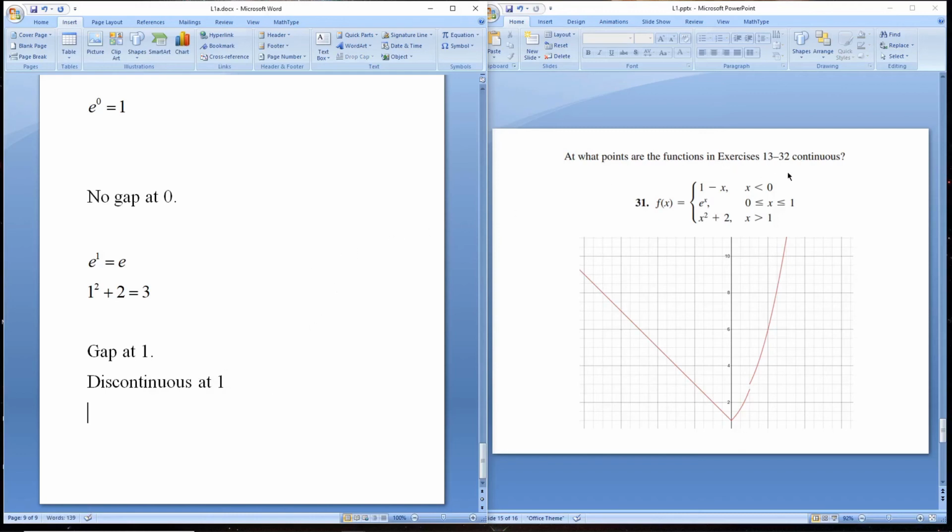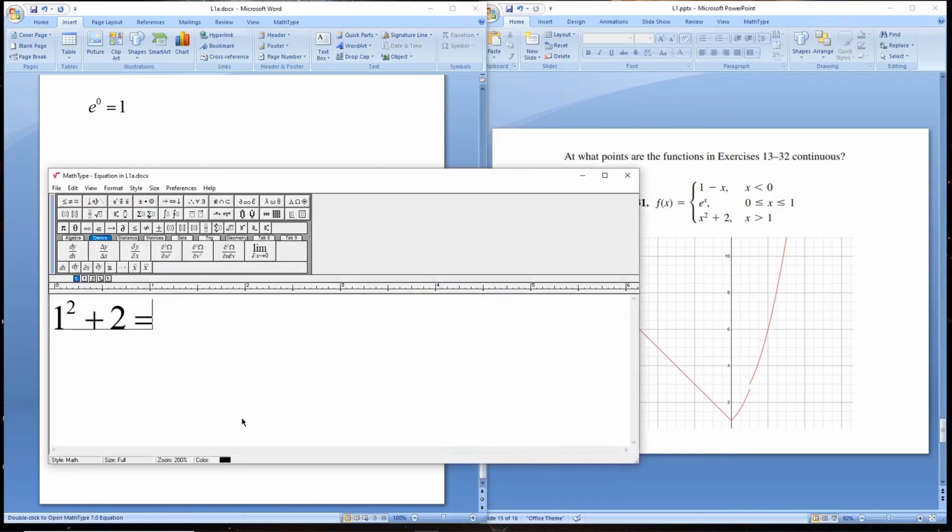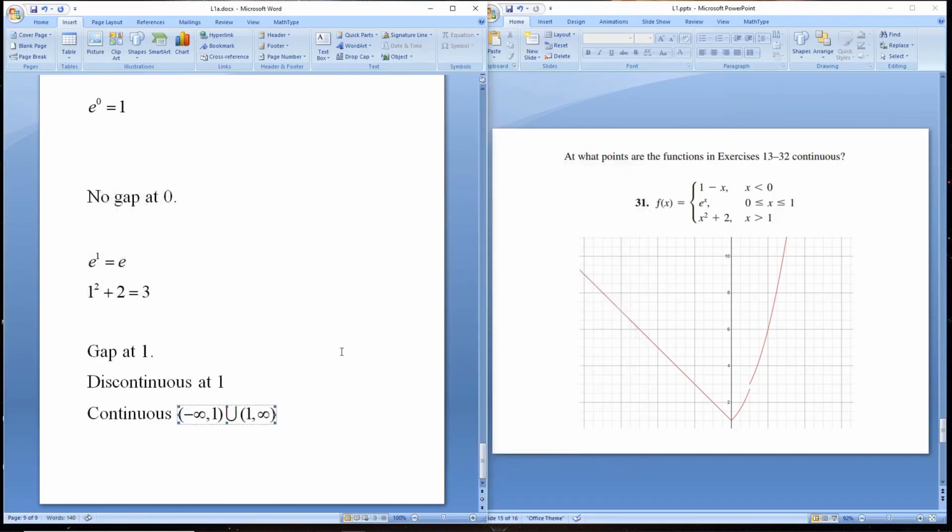Now, the problem does say where it's continuous. So let's now answer that. We know it's continuous everywhere but 1. And so we're writing that in interval notation. It's continuous everywhere but 1. And that's our answer. At what points is the function continuous? It's continuous everywhere except 1, the point we omitted.